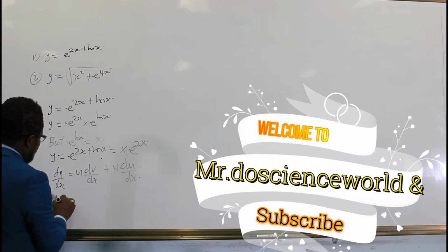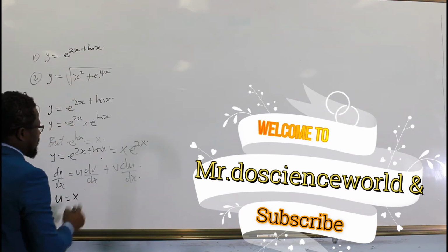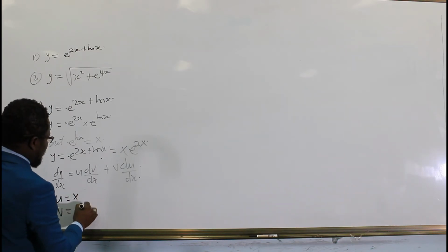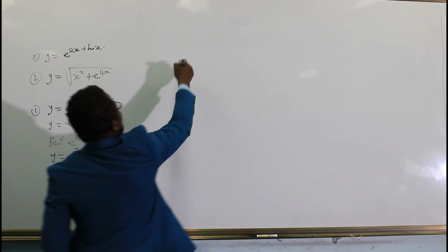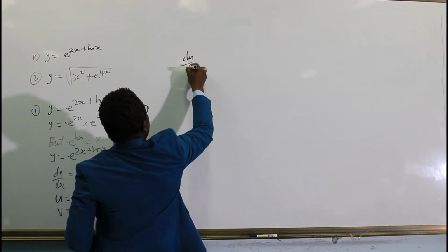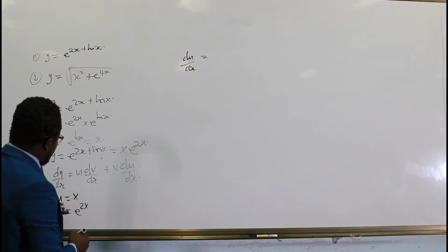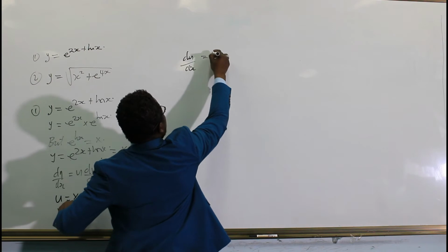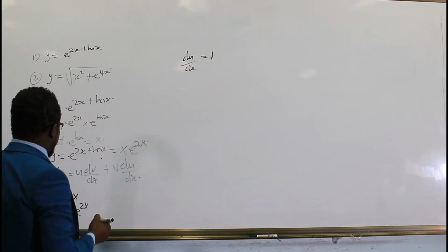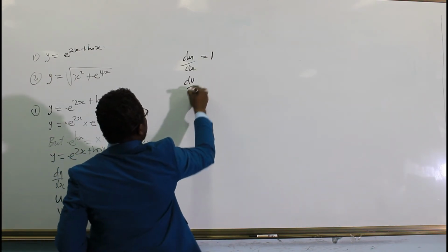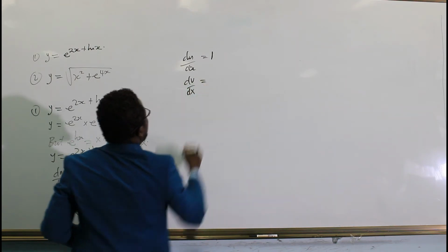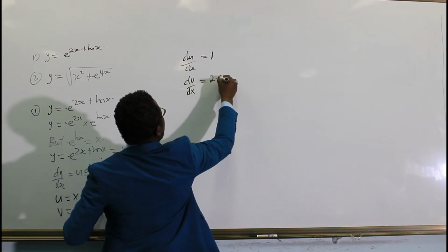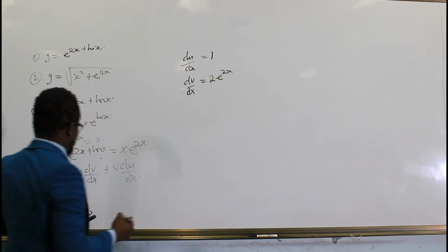Let's assume that our u is x and our v is e exponent 2x. I differentiate u with respect to x, and that is going to be 1. Then I need to find dv/dx. If I differentiate v, I am going to have 2e exponent 2x.